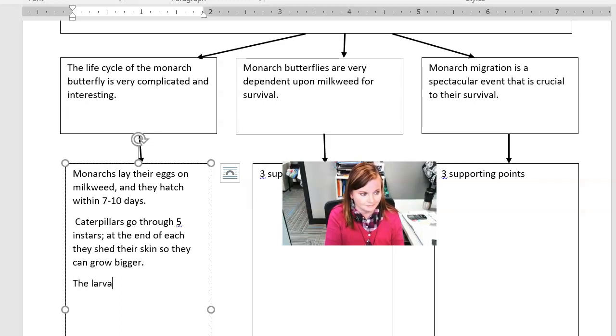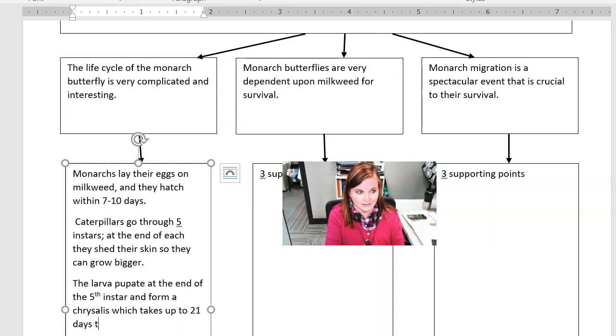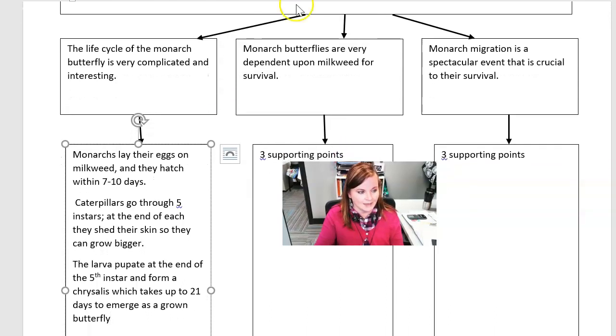The larva pupate at the end of the 5th instar and form a chrysalis, which takes up to 21 days to emerge as a grown butterfly. Alright, those are just some of the things I knew off the top of my head based on some of the research that I had done earlier.